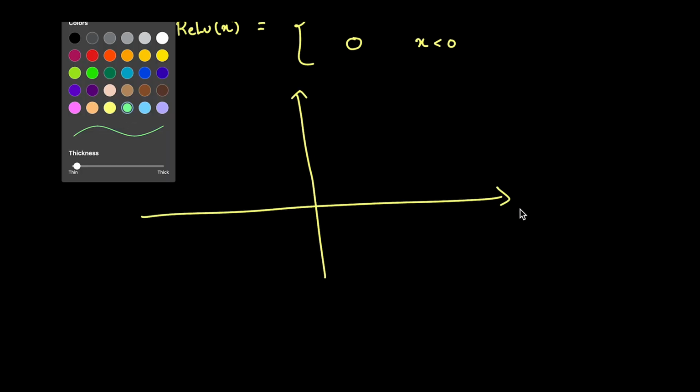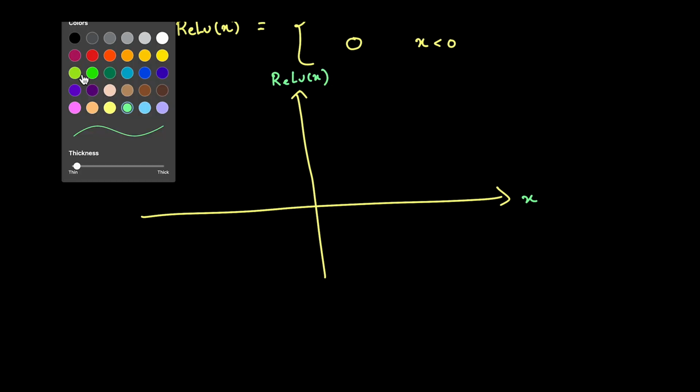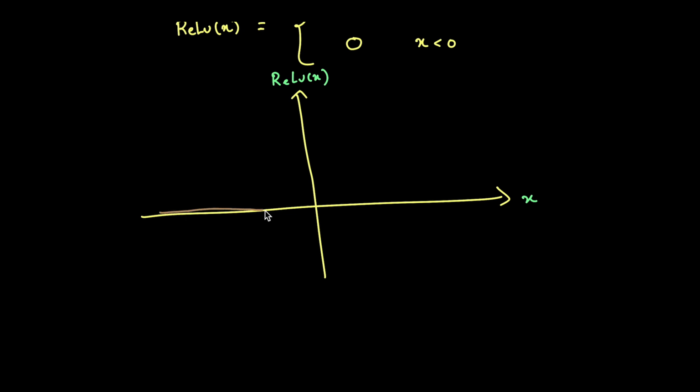Let's say on the x-axis we have x, whereas on the y-axis we have ReLU of x. Then the corresponding graph, if we plot it: when x is negative, the ReLU of x will always be 0. But when x is positive, it will increase in the same ratio with respect to x. So, the overall graph will look like this.